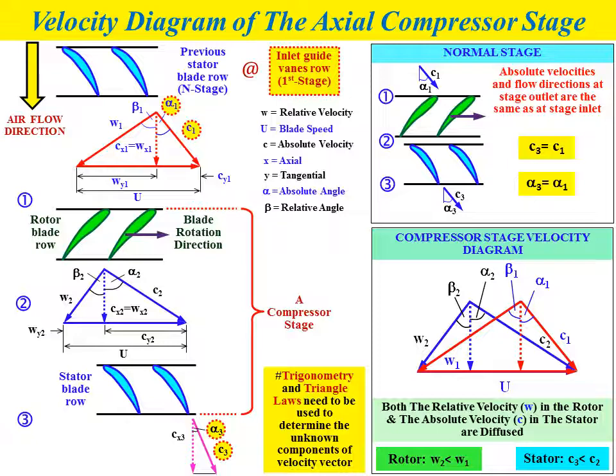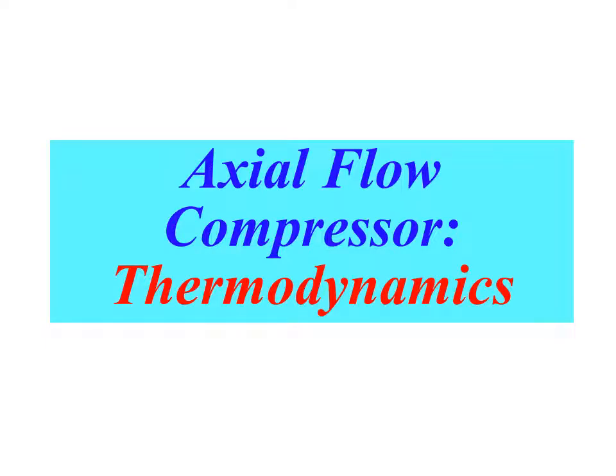When we analyze the velocity diagram, in order to determine unknown components, we need to refer to trigonometry and the triangle law. Trigonometry and the triangle law need to be used to determine the unknown components of the velocity vector. Next we will discuss the thermodynamic relationship in terms of enthalpy difference for the axial flow compressor.